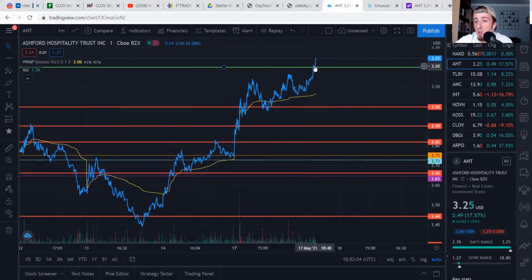Look at this right here. We are breaking this 3.20 resistance. If we can retest it and hold it, like I said, 3.40s is next. And with that being said, let's hop right into these support and resistance levels.